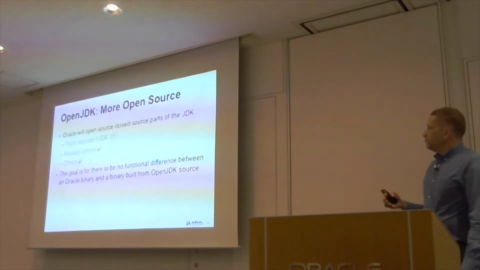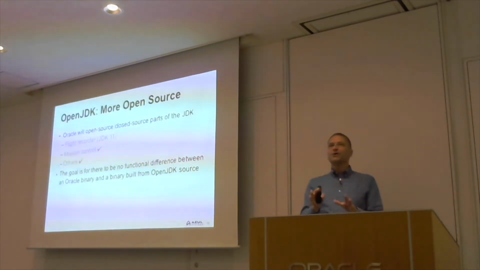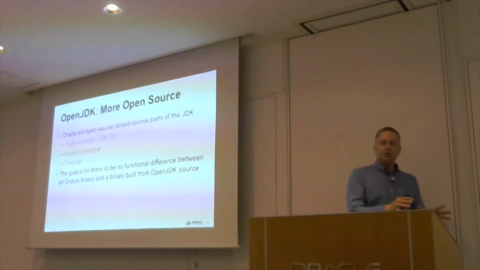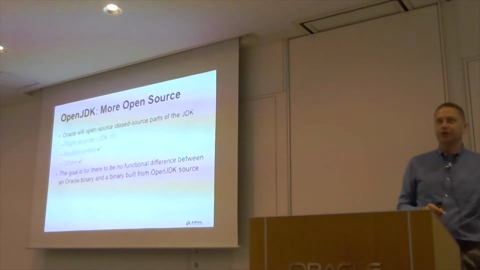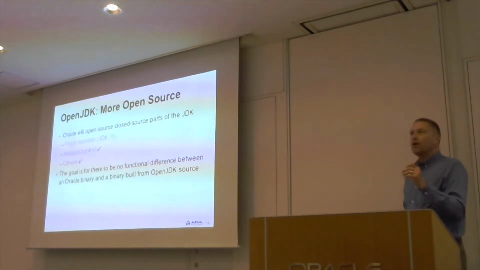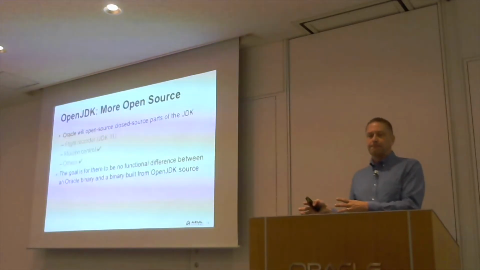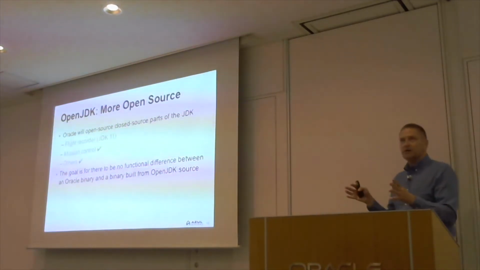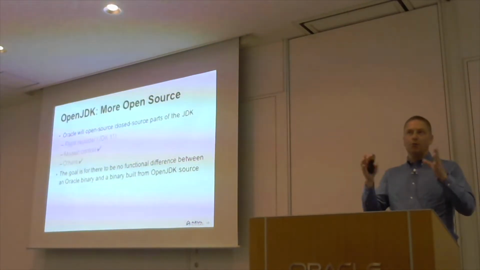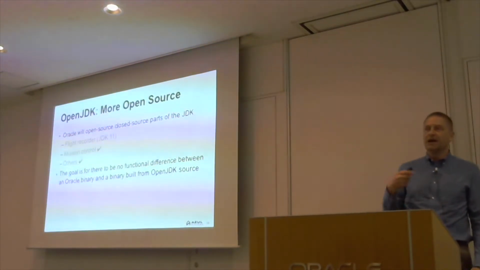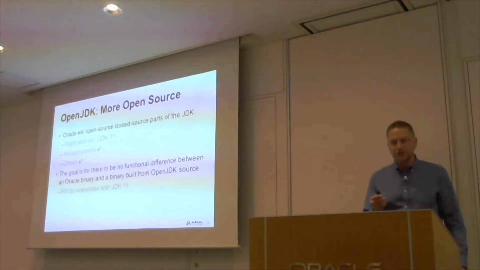The goal, which is pretty much already done now, is that there will be no functional differences between the Oracle JDK binary, the one they provide on java.oracle.com, and one that you can build directly from the OpenJDK source. So this is quite a radical kind of change. We're just going to have one effective functional set of binaries, and one set of source code. So that's going to be completed by JDK 11.